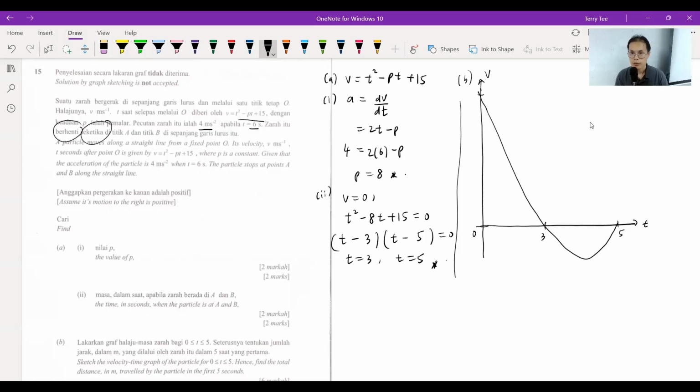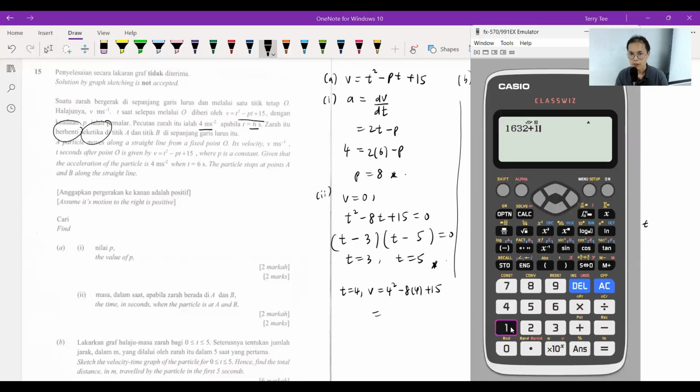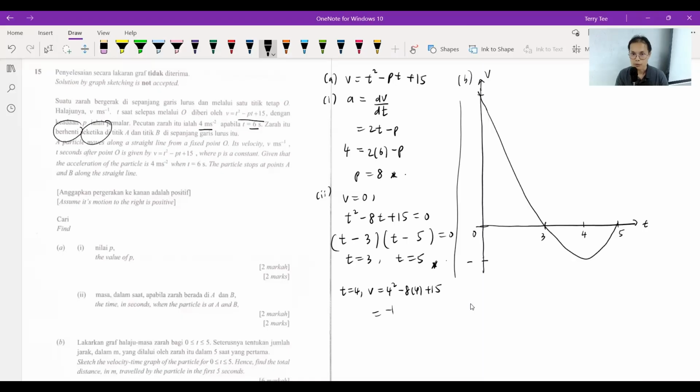So we need to find a couple of things. This one is your 4. You can use axis of symmetry if you want to find the minimum, right, we can substitute 4 inside. We know when T equals 4, what's your velocity? Your halaju, 4 squared minus 8 times 4 plus 15. So 16 minus 32 plus 15. This will be -1, very small value, -1.